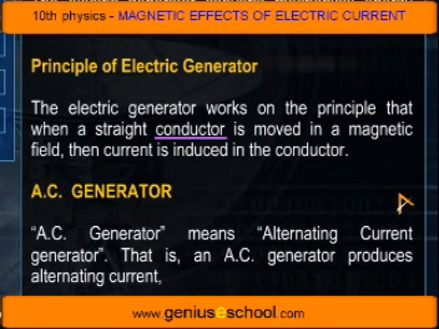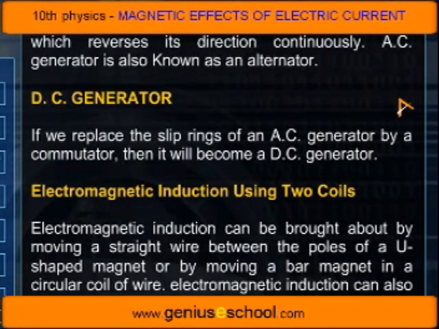That is, an AC generator produces alternating current which reverses its direction continuously. An AC generator is also known as an alternator.